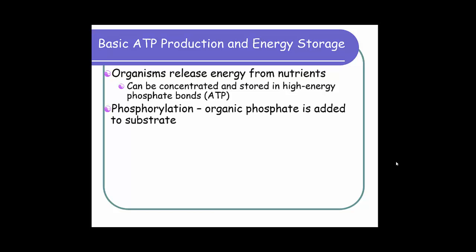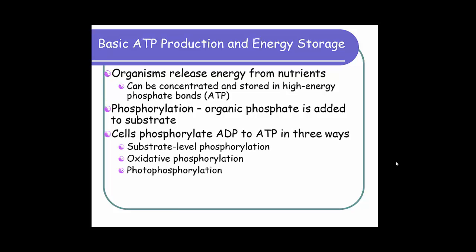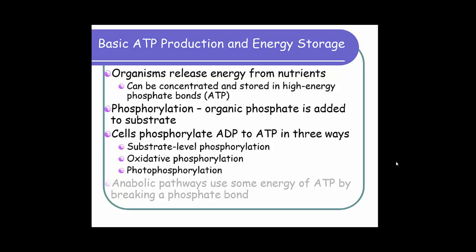Phosphorylation is when an organic phosphate is added to the substrate, and cells will phosphorylate ADP, adenosine diphosphate, to ATP in three ways: substrate-level phosphorylation, oxidative phosphorylation, and photophosphorylation. We'll talk about each one of these in turn.